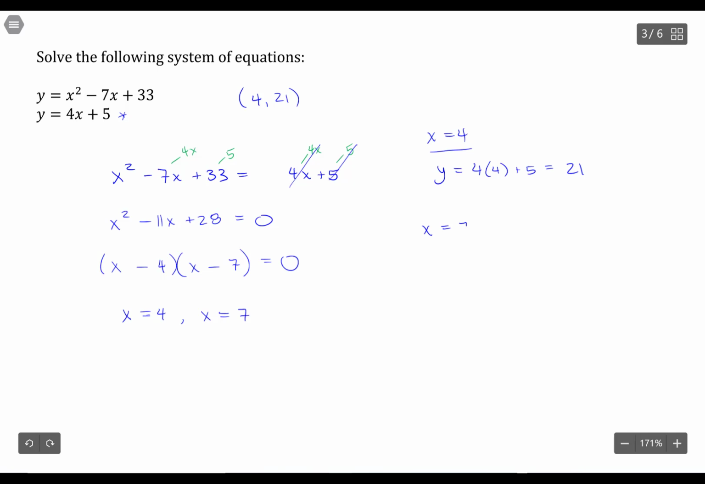And when x is equal to 7, y equals 4 times 7 plus 5. So that's 28 plus 5, which is 33. So the other solution is at (7, 33).